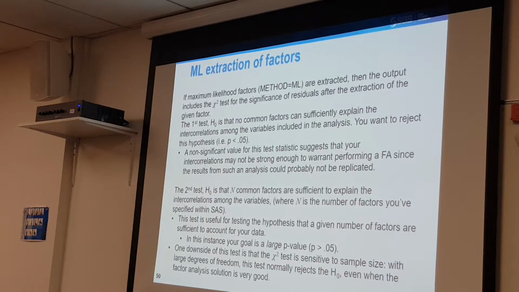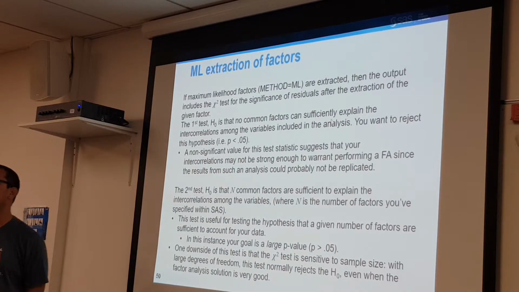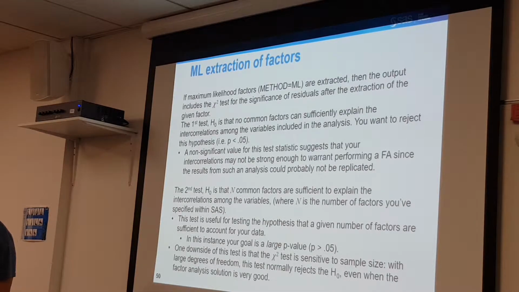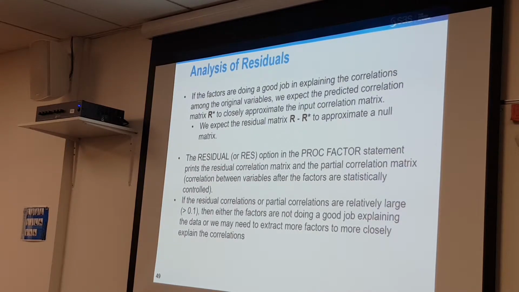But we'll do that in the lab, I think. The maximum likelihood method is something you will also do in the lab, right? So this is a different way of trying to find your factors. It gives a chi-square test for significance of the residuals that we talked about. So this is the idea that we can use these residuals to determine whether or not we have enough factors in our model.